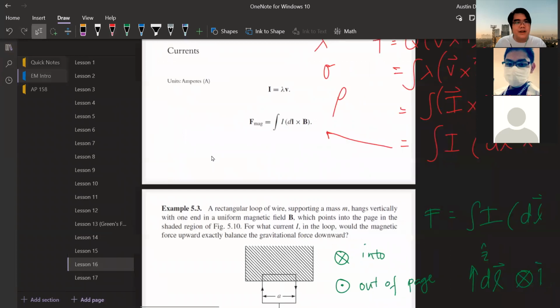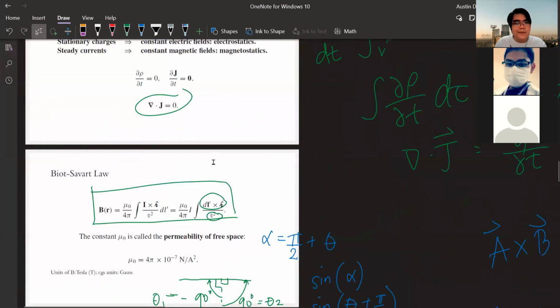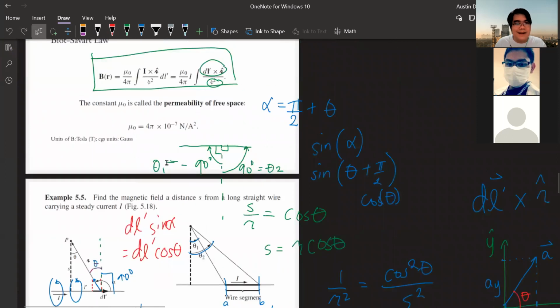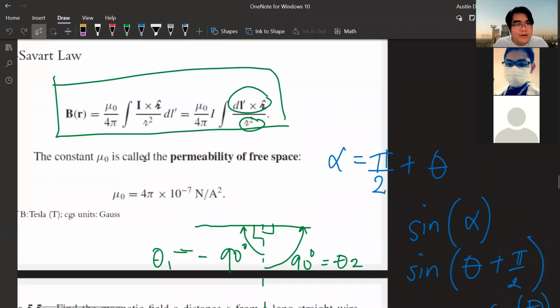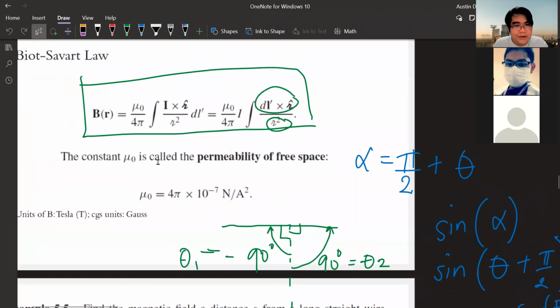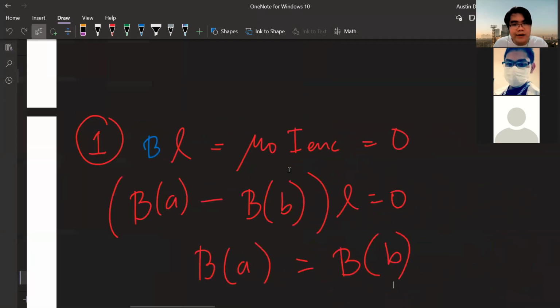Yeah, sorry. Let's look at the Biot-Savart law. Kailangan ko kayo makonvince na mag-vanish siya at infinity. Okay? So, makikita nyo dito, yung R mo is R squared. So, at infinity, mag-vanish yan, of course. So, that gives me something here.